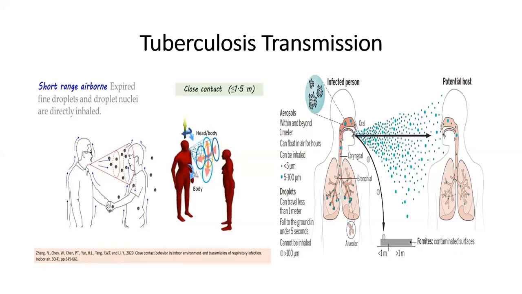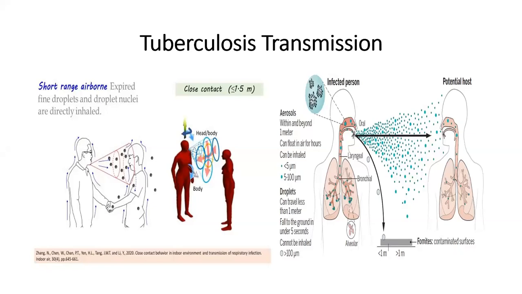The difference between aerosols and droplets: droplets are within and beyond 1 meter. When you are within 1 meter, you may be able to inhale those aerosols. And when you are more than a meter away, the droplets cannot go beyond 1 meter. That is, this mycobacterium can float in the air for hours and can be inhaled.